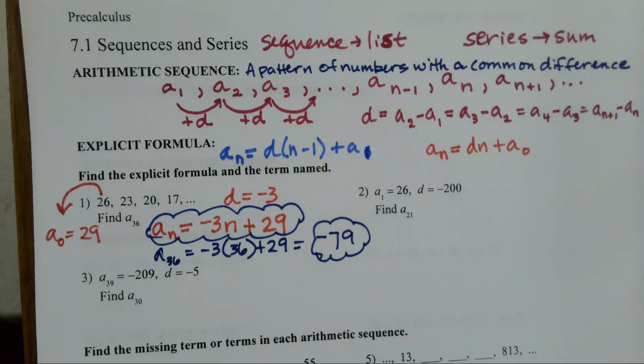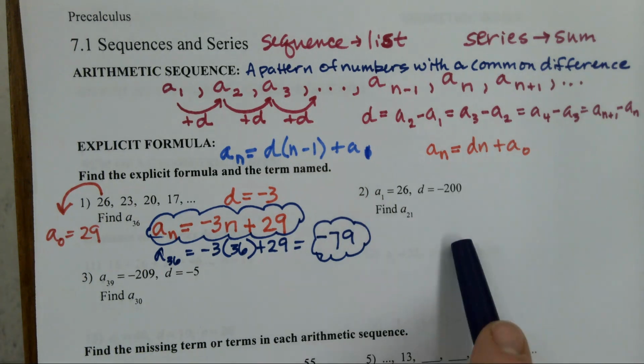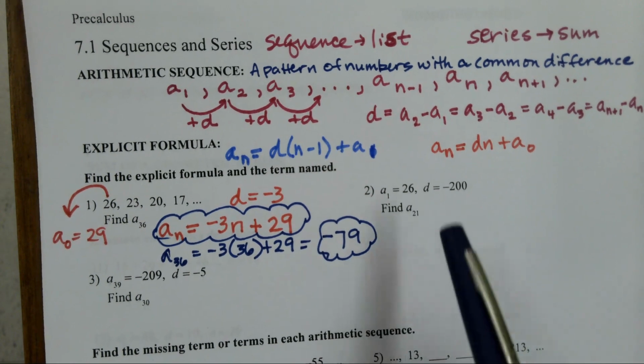Good? Feel okay? Explicit formula. Again, recognize that it's arithmetic. Come up with a formula that represents this unique sequence, and then use it to find a given term number. So we'll do one more and then I'll let you guys try one.